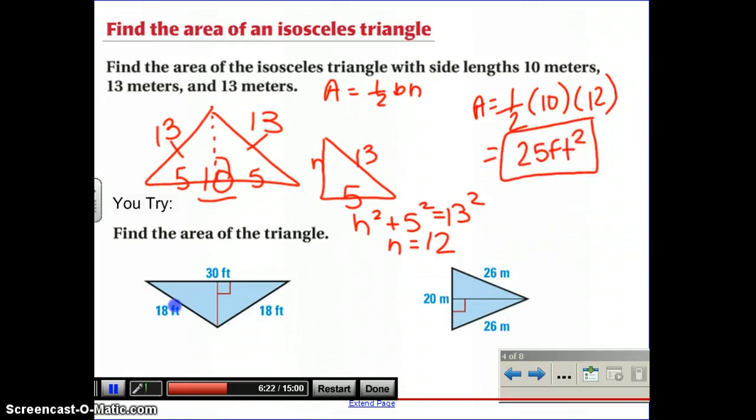That's our final answer. I want you to push pause, take a minute to try the two examples at the bottom. Now the 30 represents the whole base and the 20 represents the whole base in these two problems. So break them up so you can find your height. Push pause and take a minute to do that.